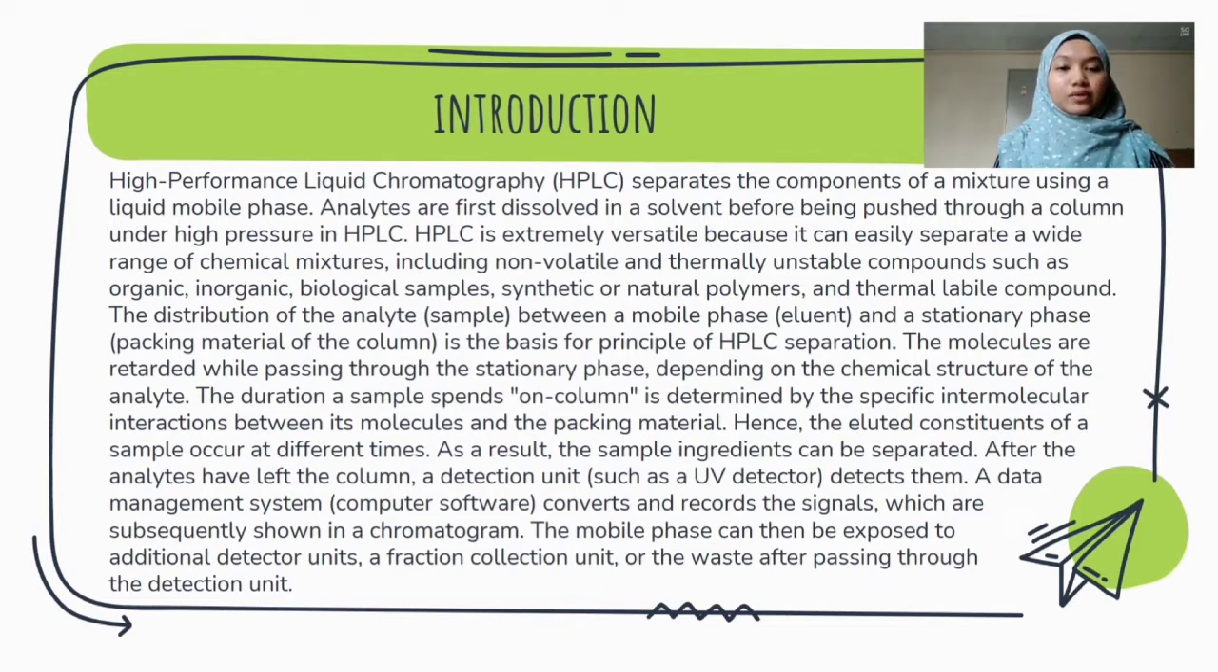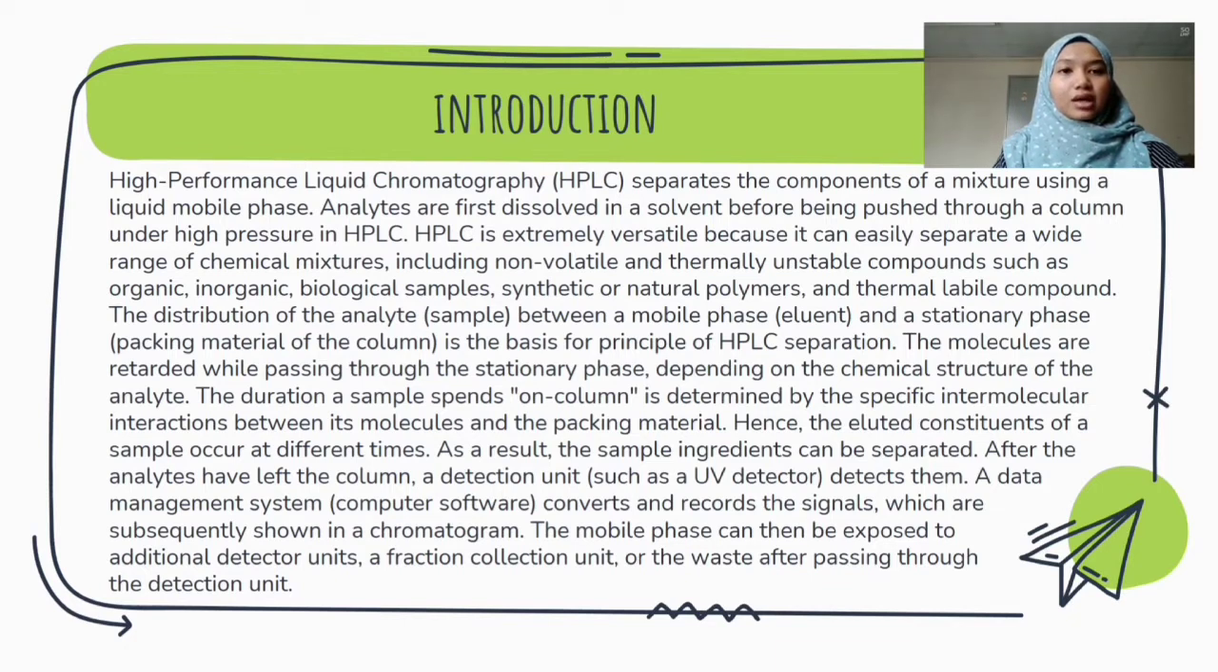The distribution of the analyte sample between a mobile phase element and a stationary phase packing material of the column is the basis for the principle of HPLC separation. The molecules are retarded while passing through the stationary phase depending on the chemical structure of the analyte. The duration a sample spends on the column is determined by the specific intermolecular interaction between its molecules and the packing materials. Hence, the eluted constituents of a sample occur at different times. As a result, the sample ingredients can be separated.